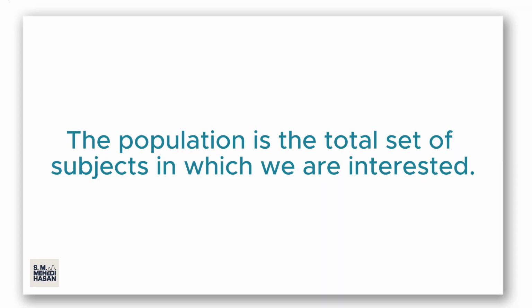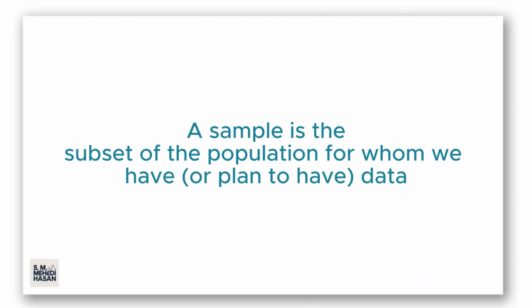A population consists of all the subjects or individuals that we are interested in studying or doing research on. On the other hand, a sample is just a subset of the population that is representative of the population. Let's look into an example.